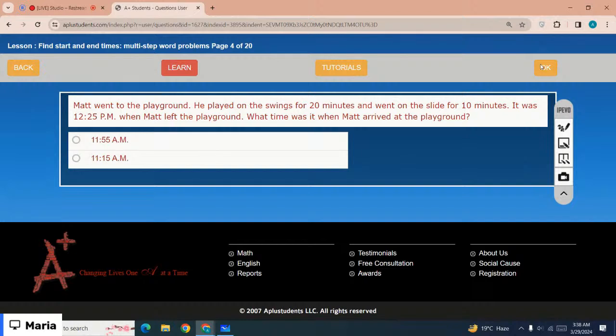That's great. For maths, the chapter we're working on is time. And the lesson we are on right now is find start and end times, multi-step word problems. So which is the correct option? That is 11:55 a.m., right? Option number 1 is the correct option.